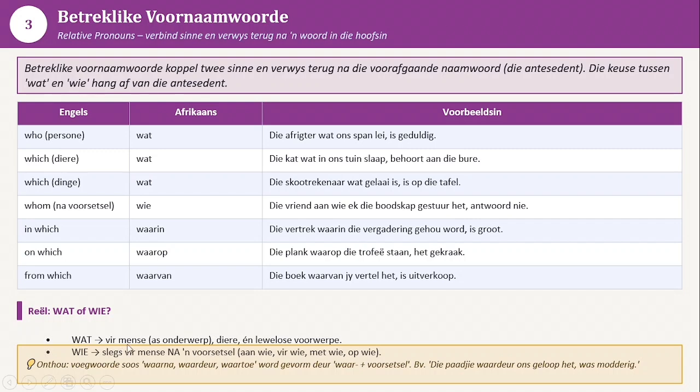When we say wat, we use that for people as the subject, animals, and lifeless objects. And wie, we only use for people after a preposition. Okay, so I think this one will require a little bit of practice. We can look at some examples that I think might help with this.